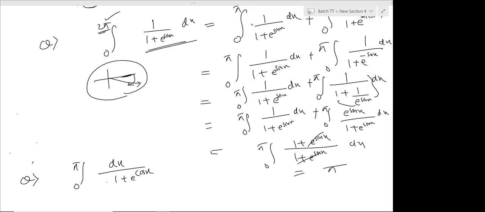Sir, is cos of 2 pi minus x equal to sin x, minus sin x? Cos of pi minus x is minus cos x. All right. Sir, cos of 2 pi minus x. Cos of 2 pi minus x is cos x. But here, please remember, this is pi, not 2 pi.